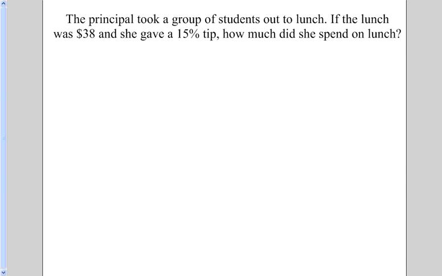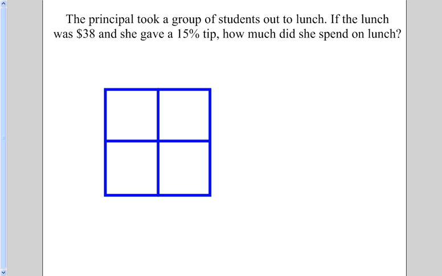This problem tells us that the principal took a group of students out to lunch. And it asks, if the lunch was $38 and she gave a 15% tip, how much did she spend on lunch? We're going to solve this problem by setting up a proportion table.